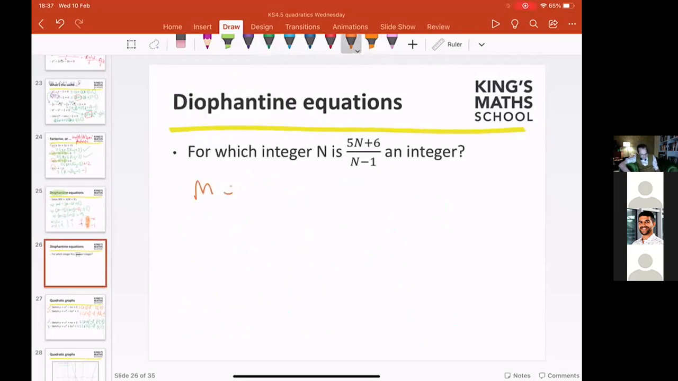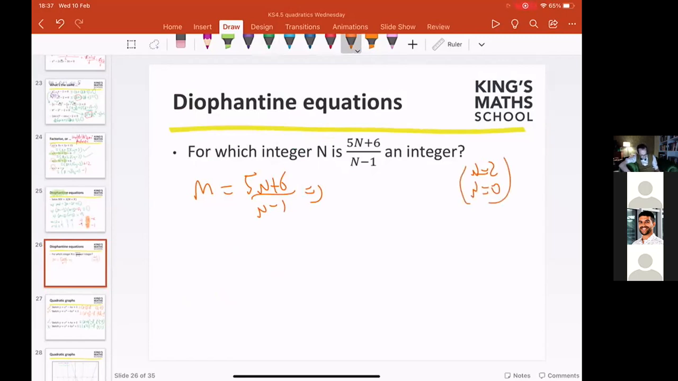So m is (5n plus 6) over (n subtract 1), where m is an integer. Now, obviously, presumably n is 2 will work, because then I'll have 1 on the denominator. So n is 2 seems fairly obvious. What about n being 0? That would give me -1 on the denominator. So they seem obvious, but are there any others?